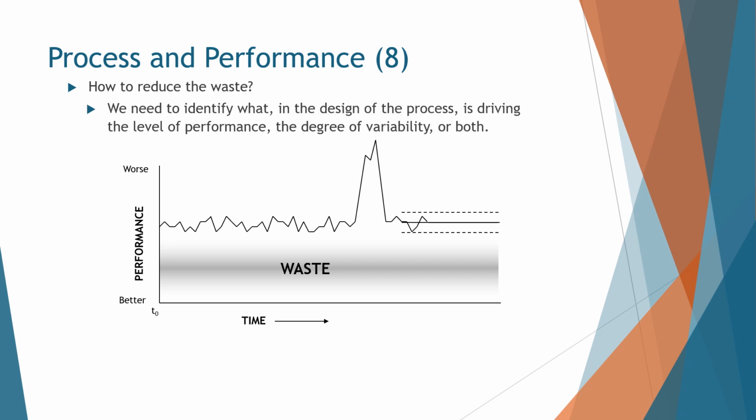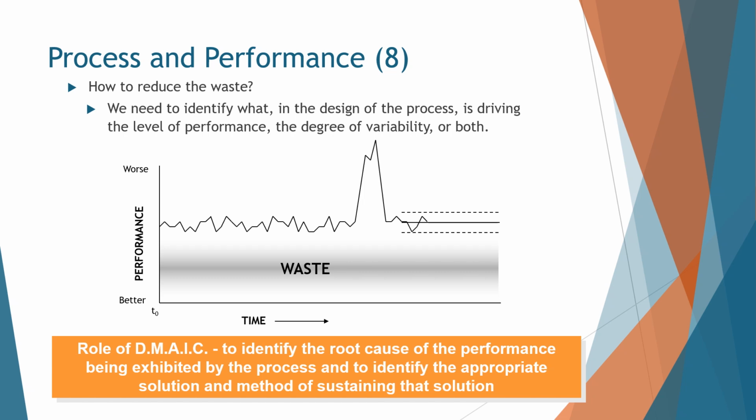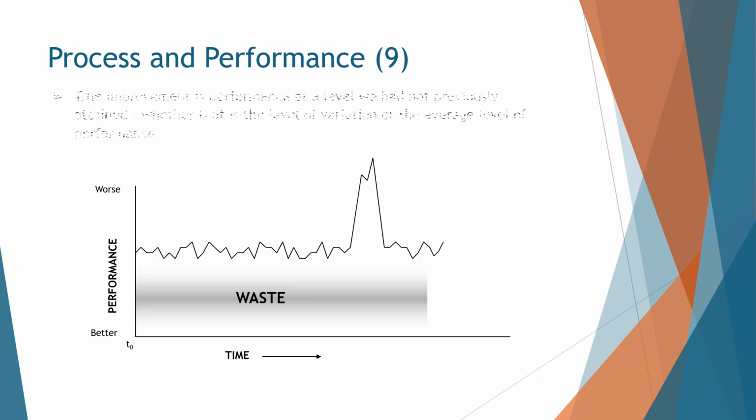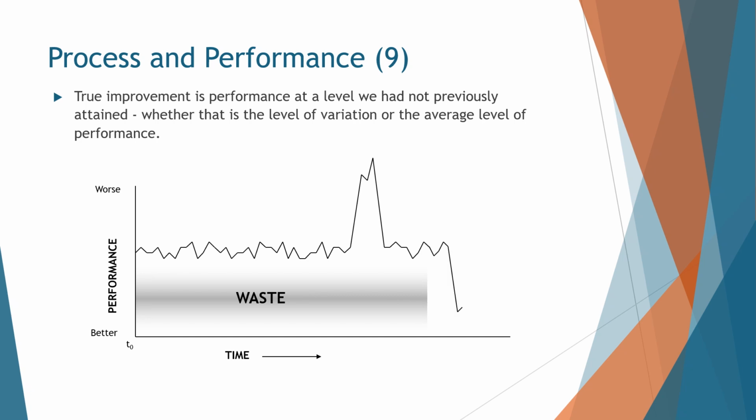We need to identify what in the design of the process is driving the level of performance, the degree of variability, or both. The role of DMAIC is to identify the root cause of performance exhibited by the process and to identify the appropriate solution and method of sustaining that solution. True improvement is performance at a level we had not previously attained, whether that is the level of variation or the average level of performance.